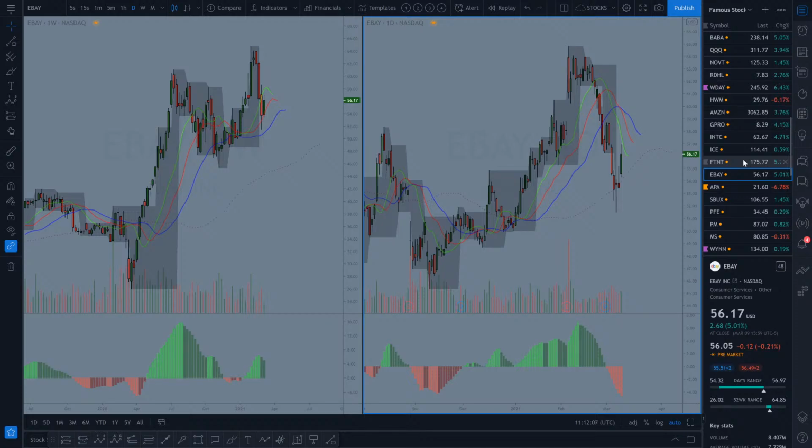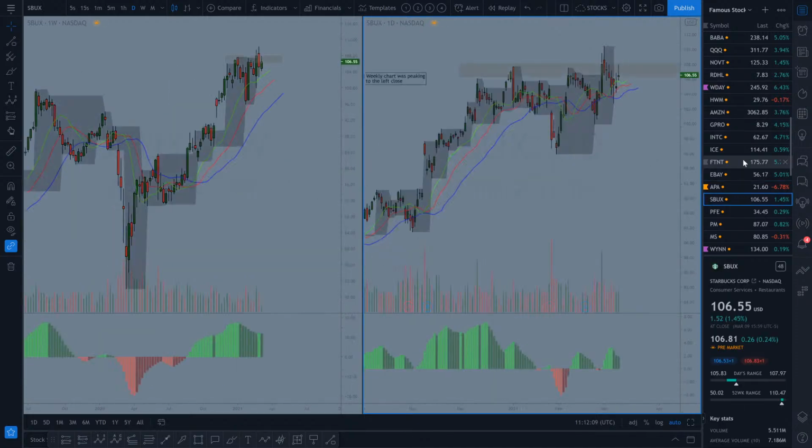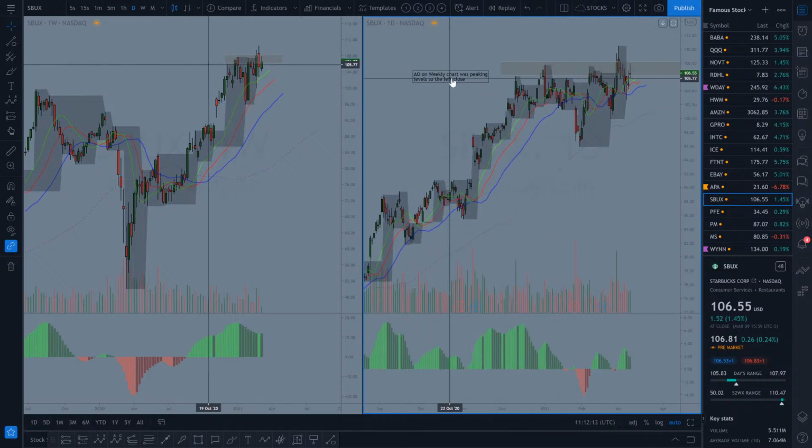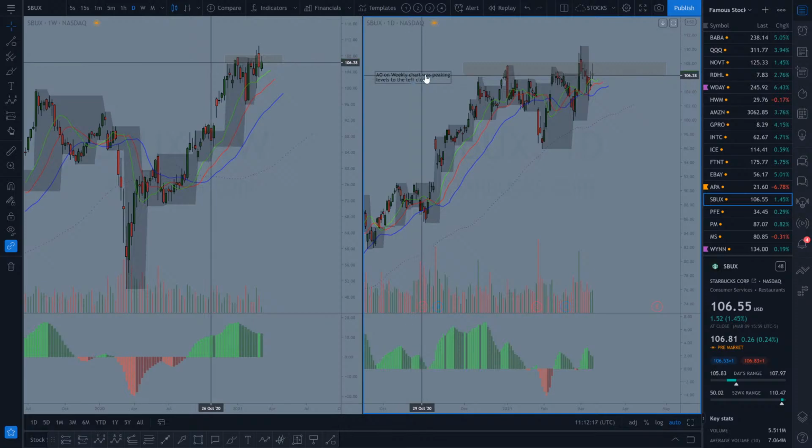eBay was a great setup on the weekly chart. APA, Starbucks. See, this was nicely filtered. AO, and the weekly chart was peaking, level to the left too close. I now leave those notes for myself, so that I don't forget. And that's the beauty of TradingView, that you can click this button, save it, and all your layout and your drawings and stuff are saved. So then you can kind of turn your charts into a little journal.